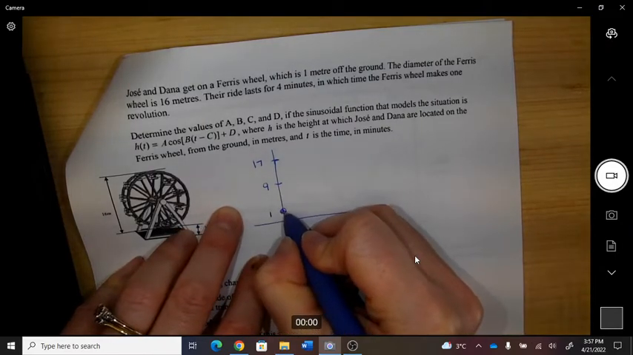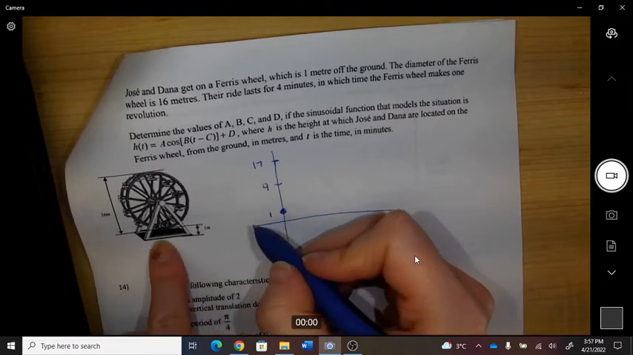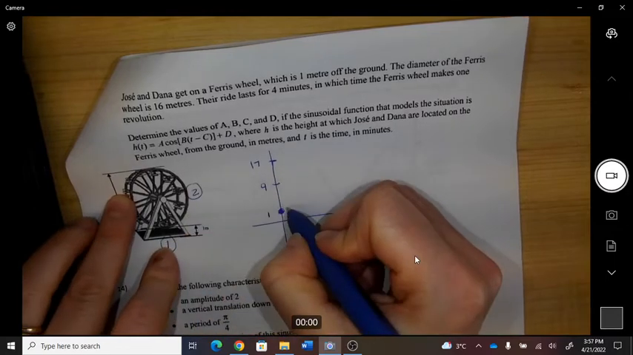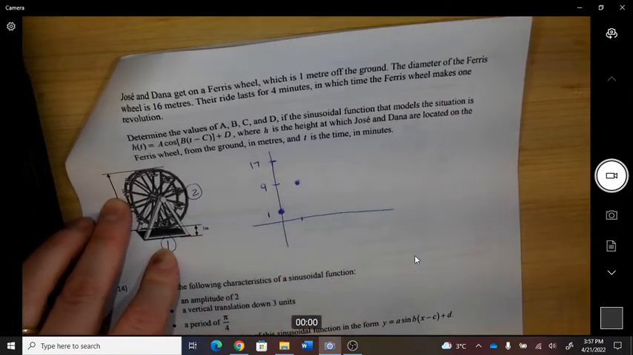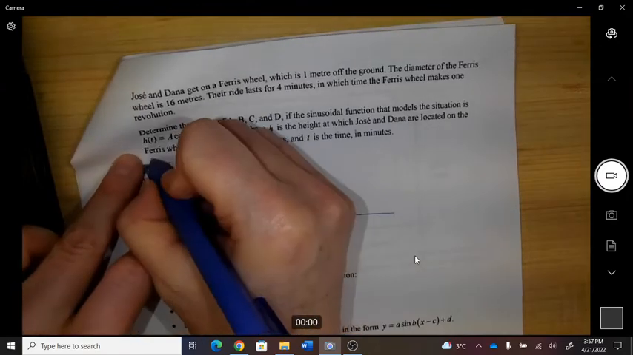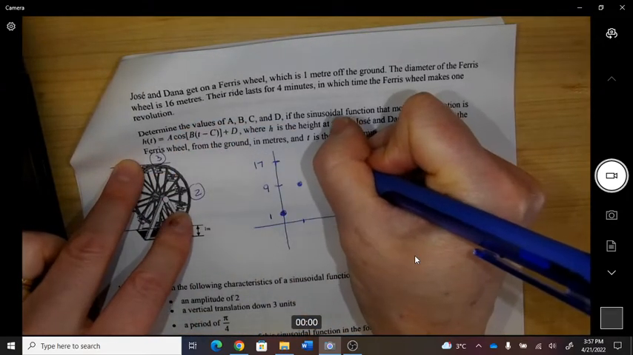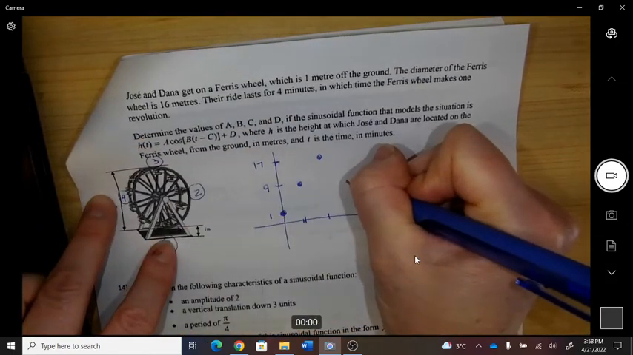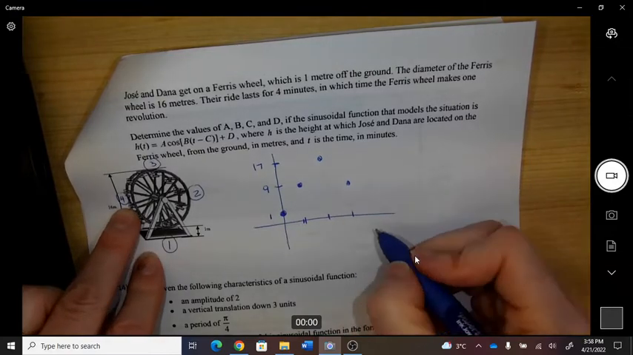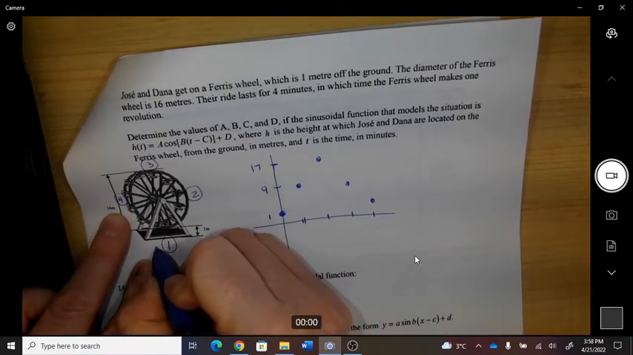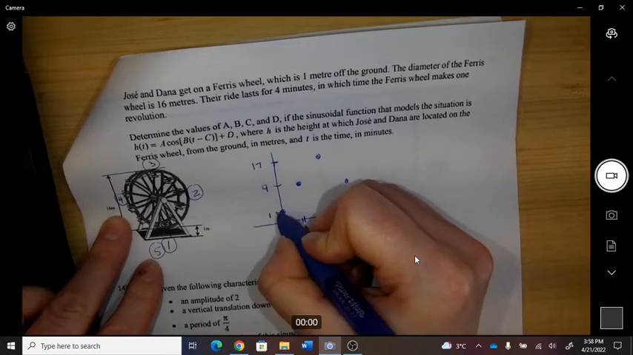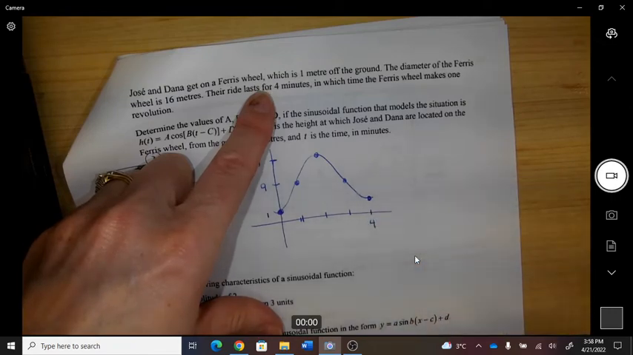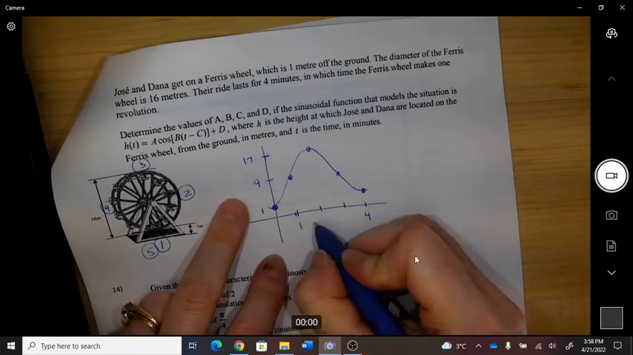And so you get on the Ferris wheel here, so this is position 1. At position 2, you're going to be at 9 off the ground. At position 3, you're going to be on the top. And then at position 4, you're going to be back on the side height. And then back to the start. So the ride lasts for 4 minutes, so that's a 4, which makes this a 1, 2, 3.